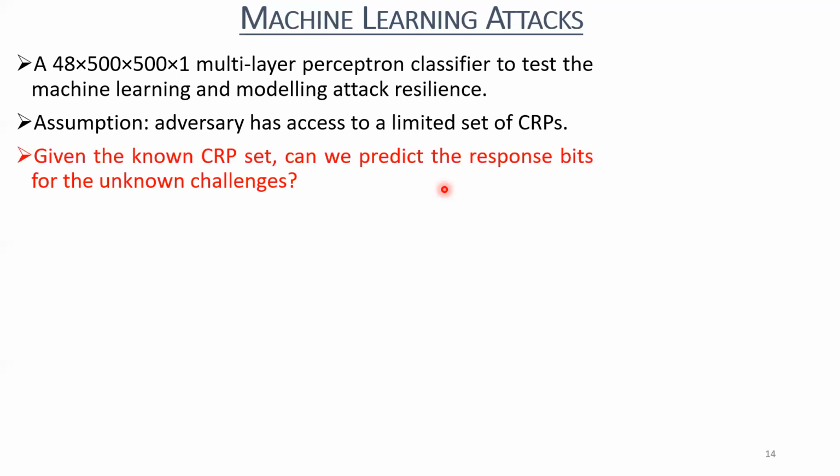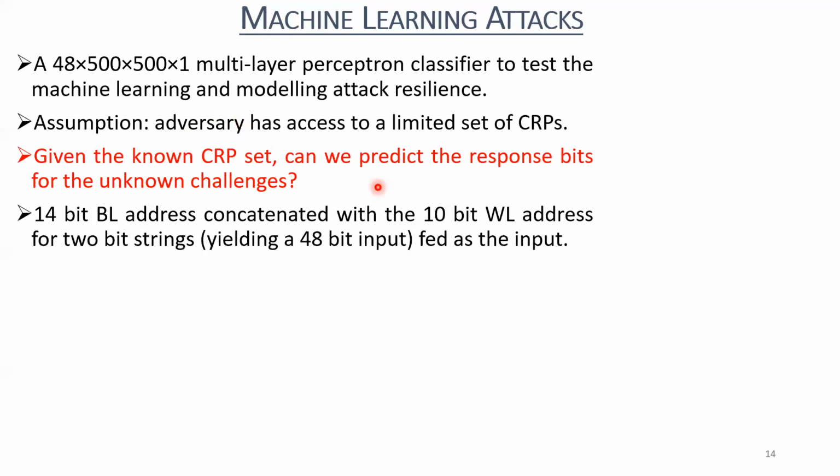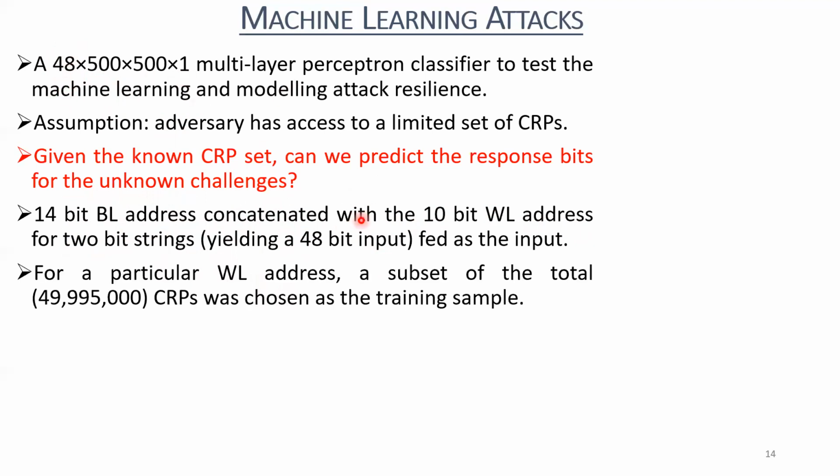The question I posed to myself was: given the known CRP set, can we predict the response bits of an unknown challenge? That was the problem at hand, and I had to train my neural network to do that. The challenge is a 14-bit bitline address concatenated with a 10-bit word line address. So we have 24 bits corresponding to one string and 24 corresponding to the other string, for which we have to compare the current. The total input bits was 48, and that is the input I fed to my neural network.